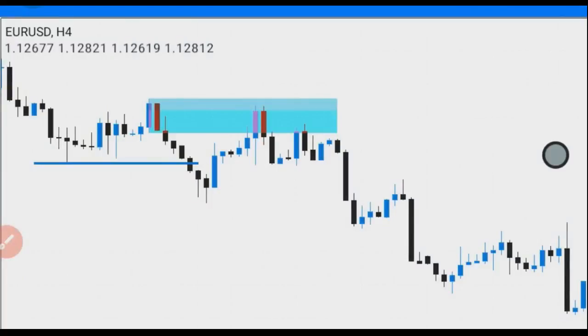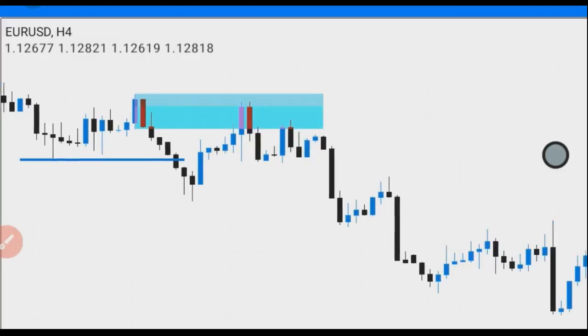Here we trade the markets using the order blocks, market structure and institutional order flow. We like to keep things simple here. The forex market is hard enough, so guys, please don't make it any harder.